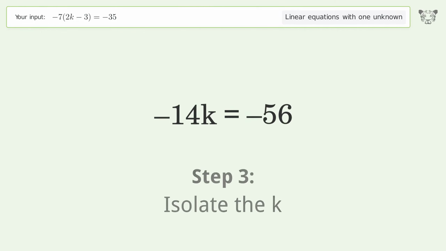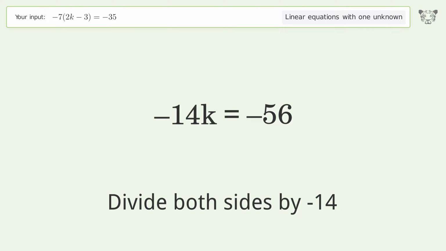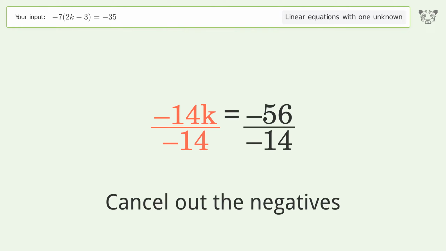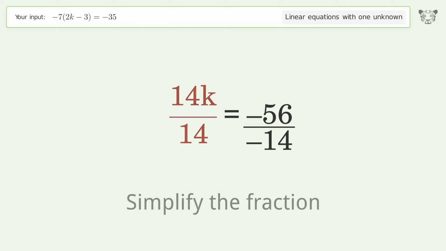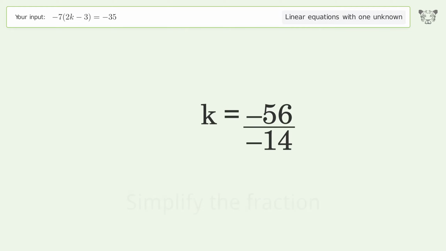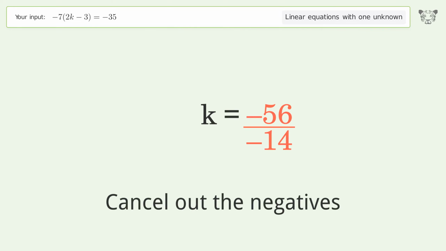Isolate the k. Divide both sides by -14. Cancel out the negatives. Simplify the fraction. Cancel out the negatives.